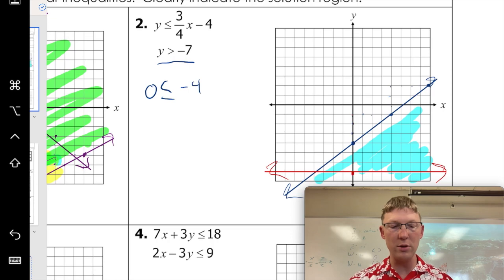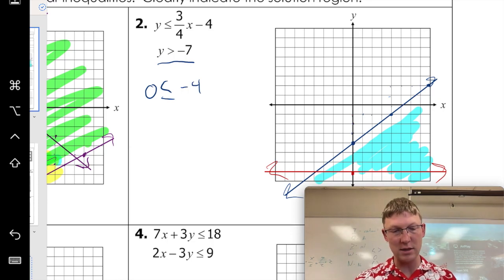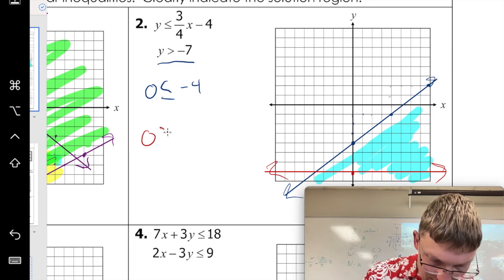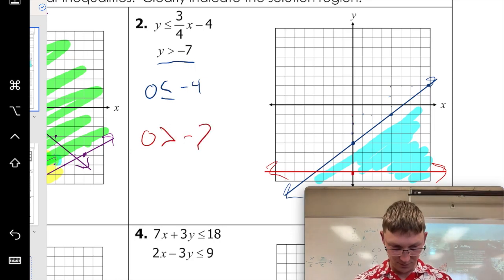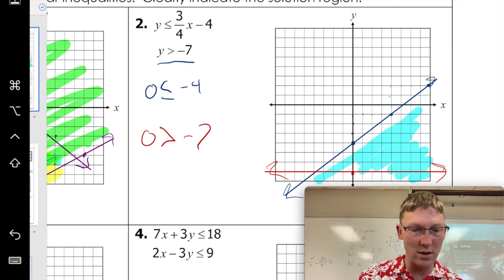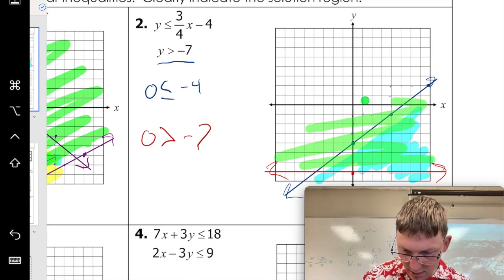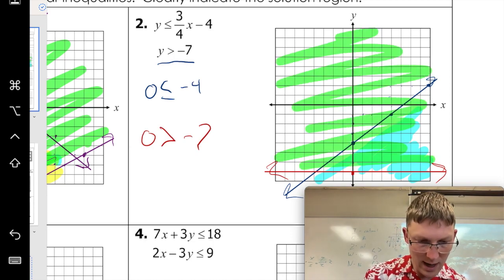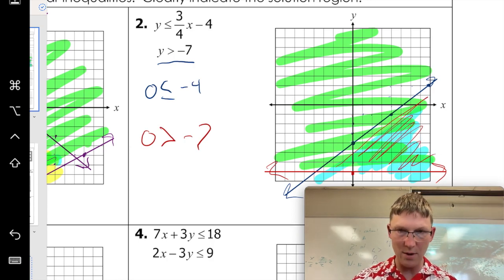So then we're going to do the same thing. We're going to pick the origin and see if it's still a true statement. So the origin, there is no x in this equation, so that's fine. So at y equals 0. Is 0 greater than -7? 0 is, in fact, greater than -7, which means that we are shading up this way, which means that our actual answer is that part right there.